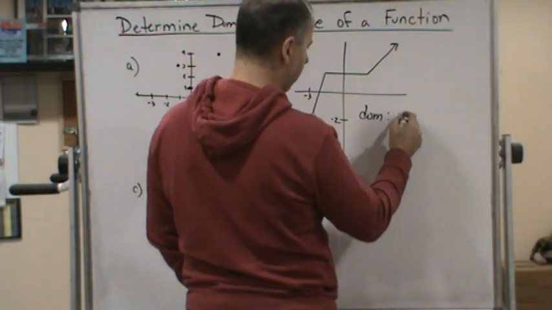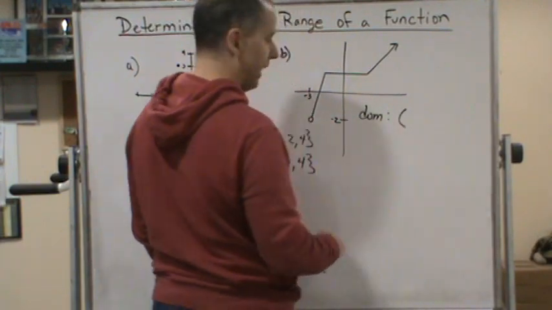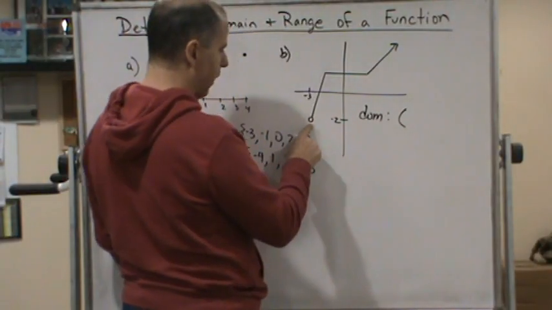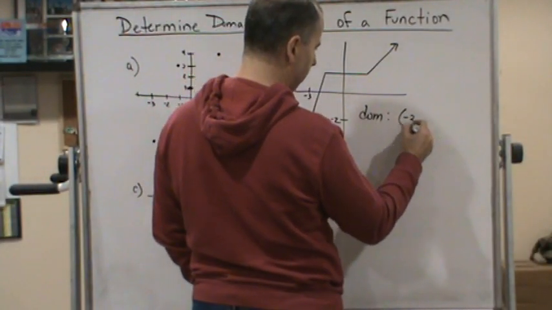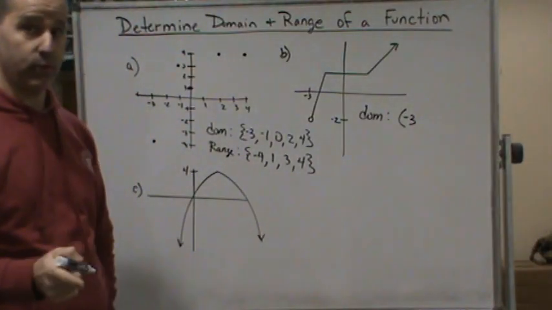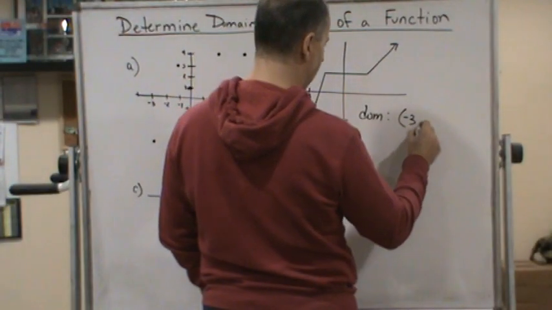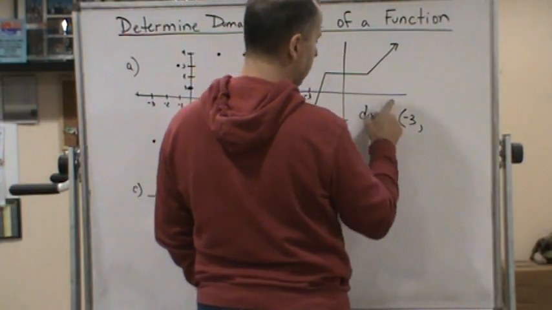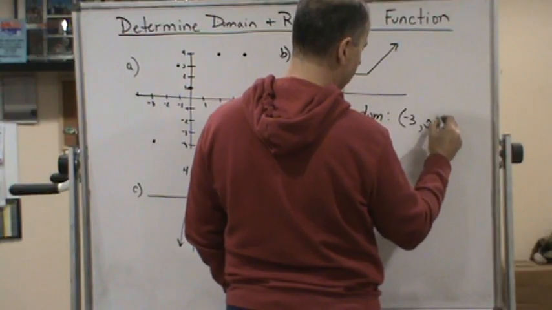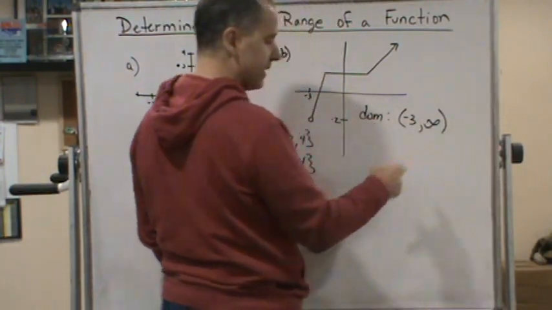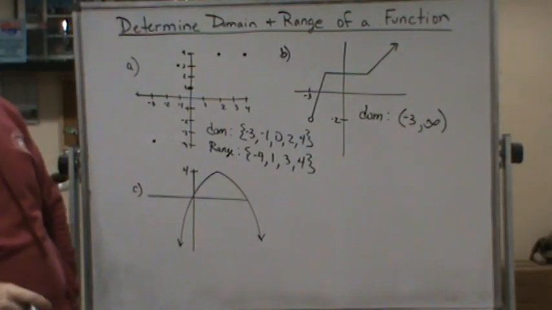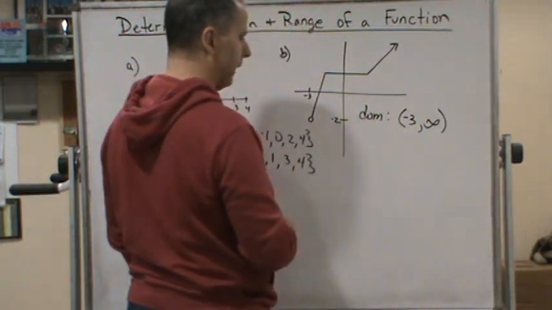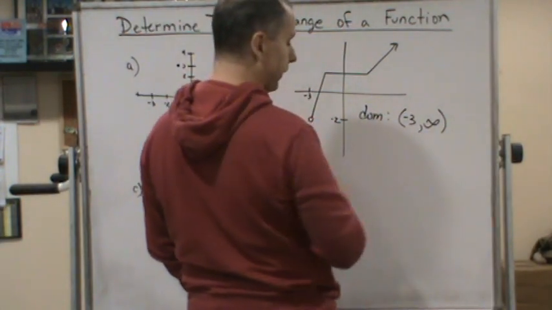So in this case, the domain is going to be represented in interval notation. It would be all of the values of x from -3, but not including -3. That's why we use a parenthesis. All the way to what? This is going off in that direction to positive infinity. And anytime you deal with infinity, we use parentheses. So the domain would be all values from -3 to infinity, not including them.